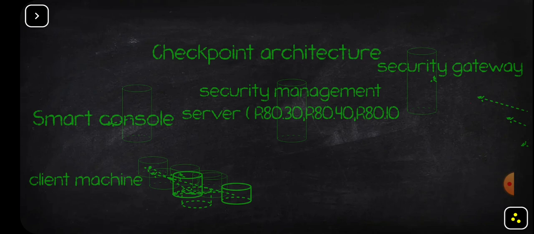One more thing we need to remember: whichever management server version we are using in our network, R80.30, R80.40 or R80.10, that smart console client version we need to install on the client machine. Suppose that we are running security management server R80.30 in our network, then we need to install smart console R80.30 only. Otherwise it will not be compatible, and you cannot access the management server via the smart console. So make sure that you are using the correct smart console version in the system.